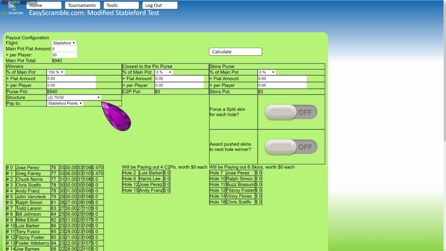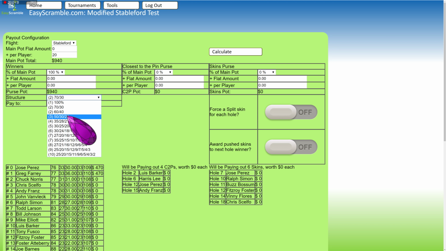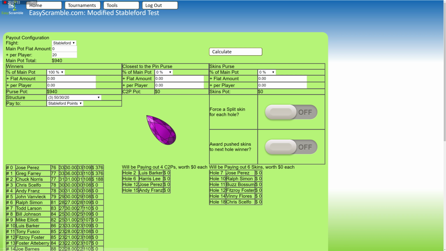If we were to go to a third position, then the 20% is paid to Chuck Norris in this example, and this is a real golfer from a real tournament. Not the Chuck Norris, though.